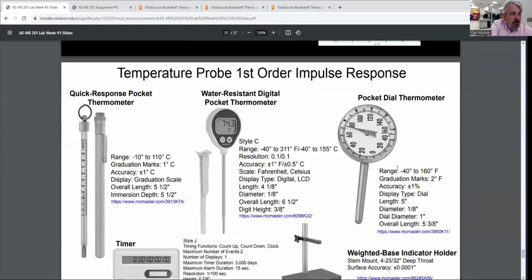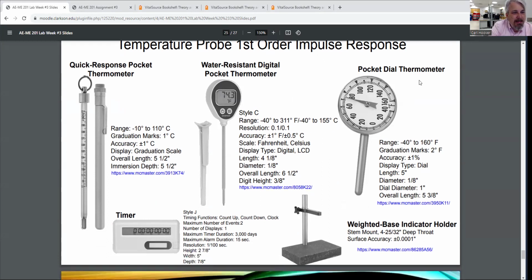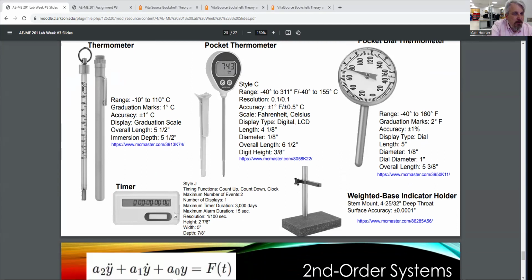Okay, the particular instruments that we're going to use: we have a quick response pocket thermometer, a water-resistant digital pocket thermometer, and a pocket dial thermometer, the kind of thing that you would use typically in a kitchen application. And then we have a multimeter with a type K thermocouple installed on it. We're using a weighted base holder, the same one we used for the granite surface for our height gauge test with the previous lab. And then we also have a timer here as well.